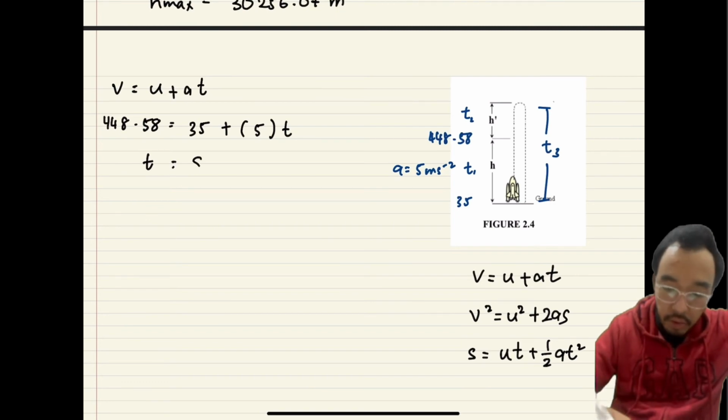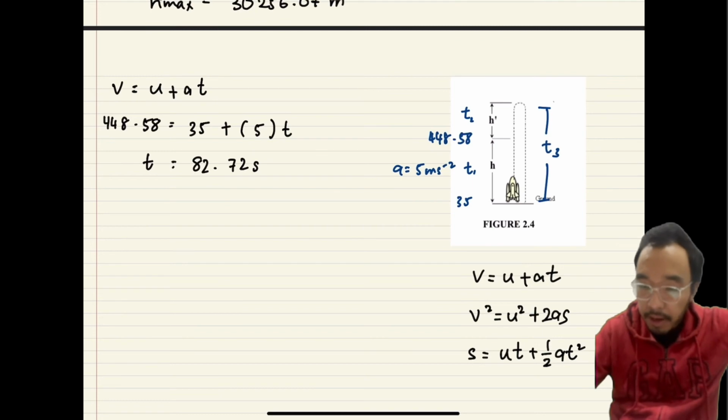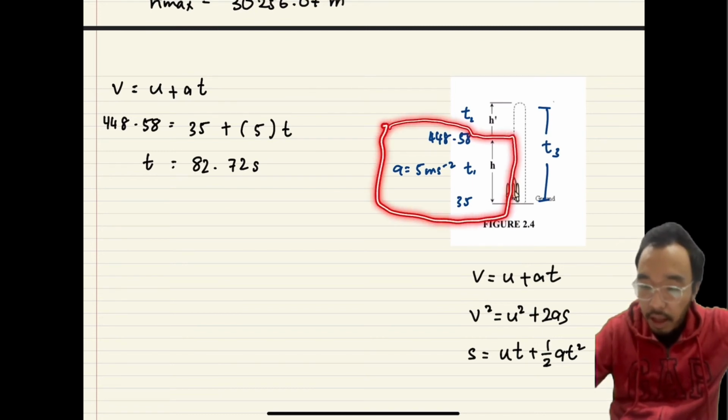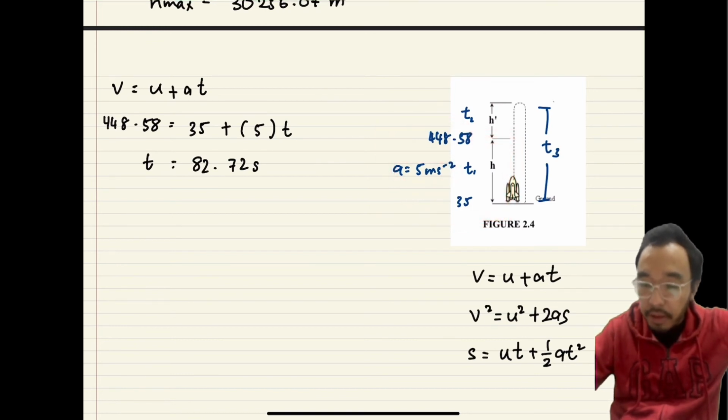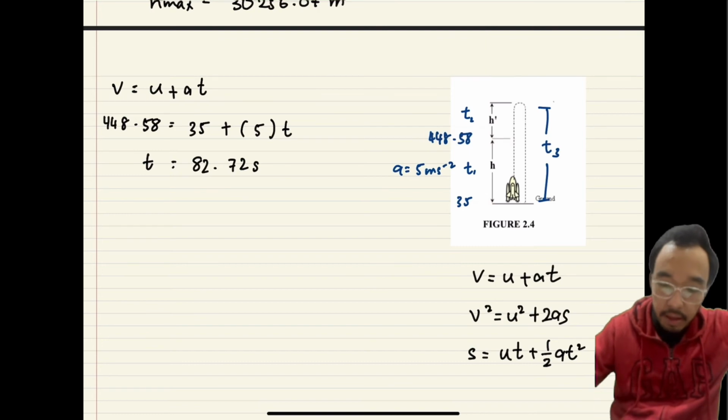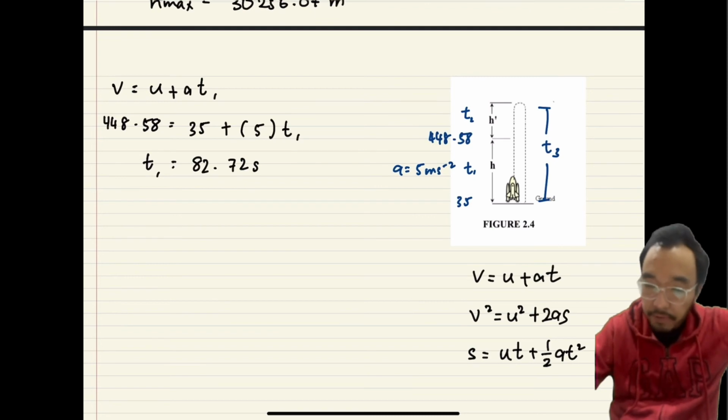So 448.58, I get 82.72 seconds. So I repeat, for this part you still have the acceleration from the engine, which is 5 meters per second squared. So this is not a free fall yet. This is for your T1, labeled T1 to separate it from the others.